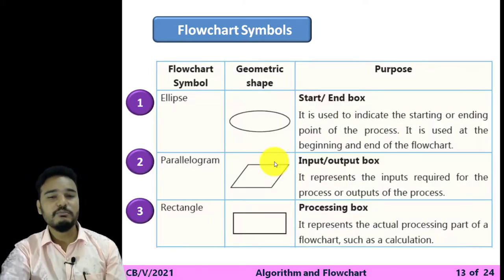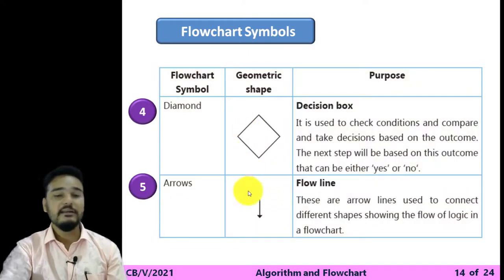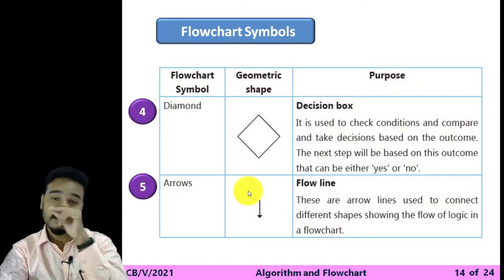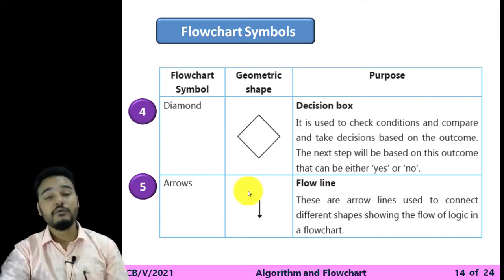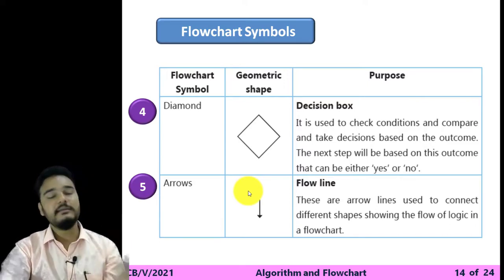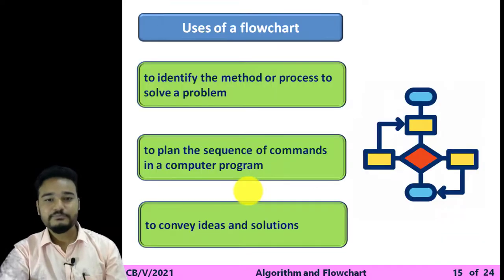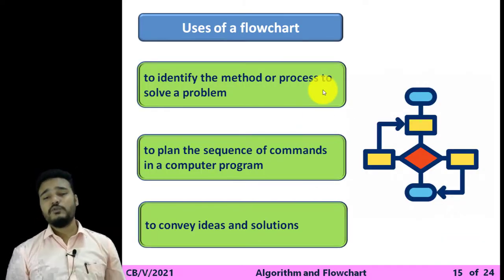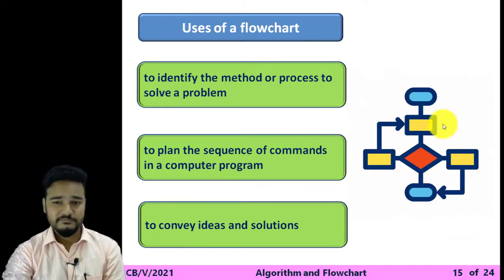So these 5 symbols are there: ellipse, parallelogram, rectangle, diamond and arrows. These 5 symbols are used to prepare our flowchart from an algorithm. Got it? Now, uses of a flowchart. Here one flowchart is shown. This is one example of a flowchart actually.